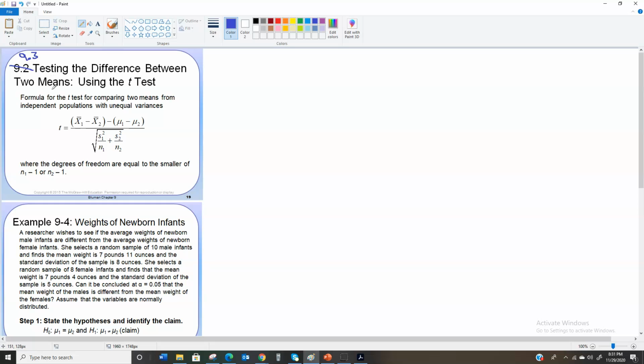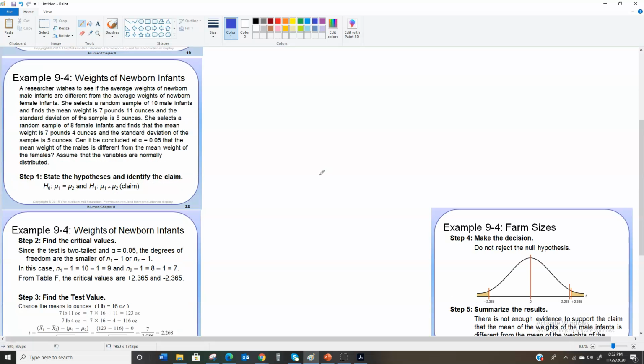So in this case, everything is the same except for the fact that we're not going to be given the population standard deviation. We're only going to be given the S. And so in the formula we have S's. And then because we only have the S's, we have to do degrees of freedom on the chart. Everything else is just the same.